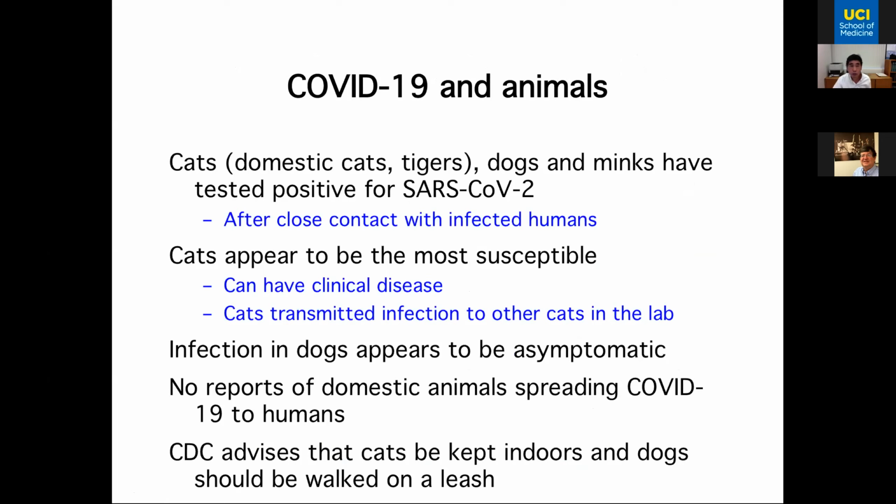There have been some reports of COVID-19 in animals, particularly cats. You've heard about it with tigers at the Bronx Zoo, also domestic cats. It looks like cats can have clinical disease and can actually spread it to other cats. Dogs can get infected but don't appear to have symptoms. But there are no reports of any spread from a domestic animal to humans. So the animals are acquiring it from humans but not spreading it back to humans. Although the CDC is now advising that you keep your cats indoors and you walk your dogs on the leash.